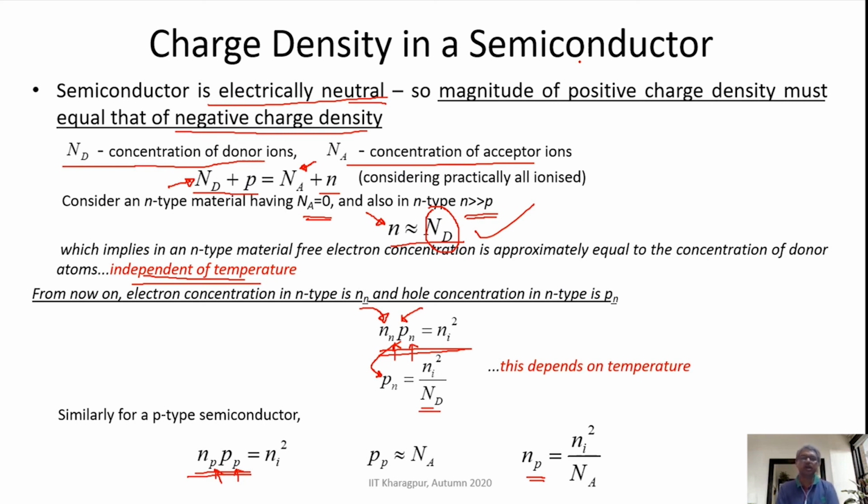So with this I am stopping here today. In the next class, we will learn about current present in semiconductor, mostly drift current and diffusion current. We will learn about their expressions and so on and so forth.